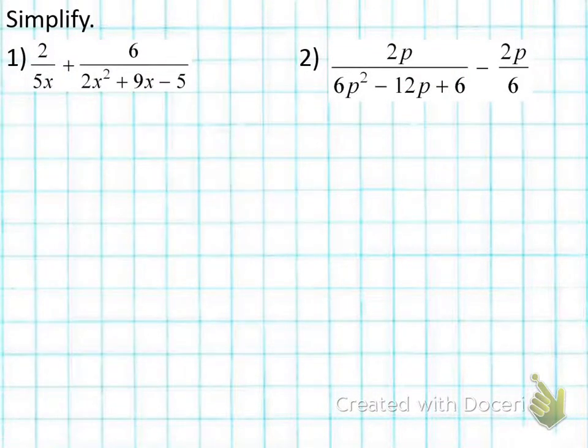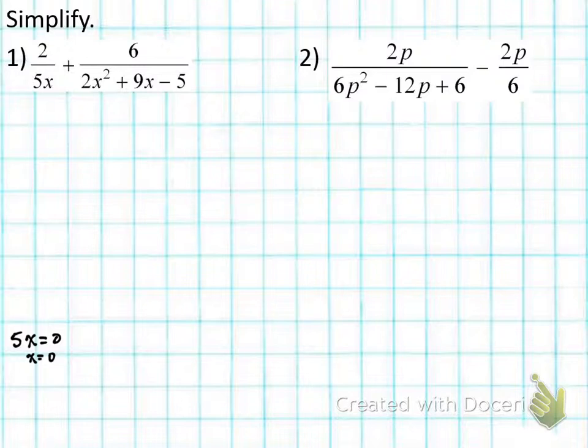Number one, 2 over 5x plus 6 over 2x squared plus 9x minus 5. The first thing I always do is check for excluded values. This first denominator, 5x, has an excluded value, so I want to check that out. I'm going to do this on the side, and I know that x can't equal 0. Okay, that's my first excluded value.